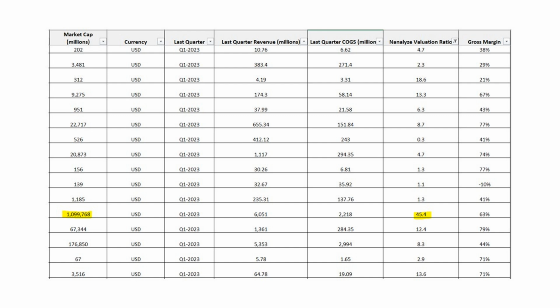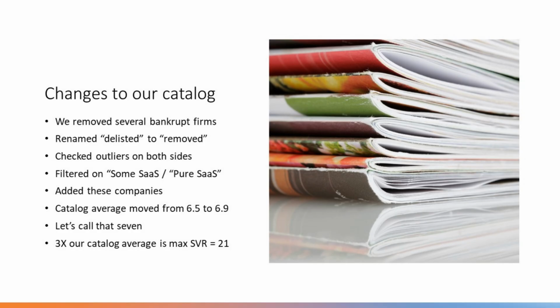And what we will do is update this data about once every 3 months or so. That way the valuation ratio here will change to more accurately reflect the company's valuation. But what we did is we went through this. We removed several bankrupt firms. We renamed our delisted tab that we moved firms to, removed. We checked outliers on both sides. We want to make sure that that average isn't being skewed by outliers. And some of those bankrupt firms were skewing it a bit, dragging it lower.